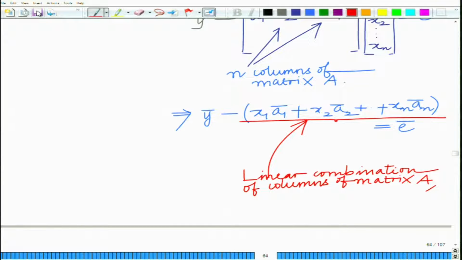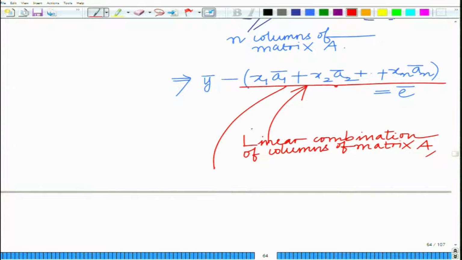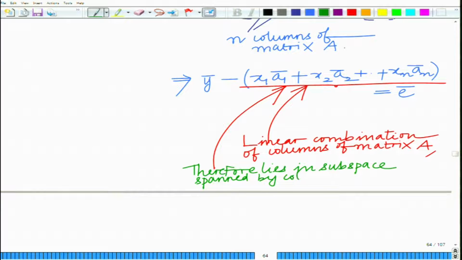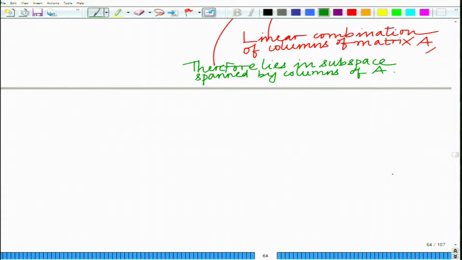Okay. So now you have this linear combination of the columns, which implies that this approximation, that is A times x bar, always lies in the subspace spanned by the columns of A. Remember, consider all the linear combinations of these columns, you get a subspace. So, which means therefore, this lies in the subspace spanned by columns of A.